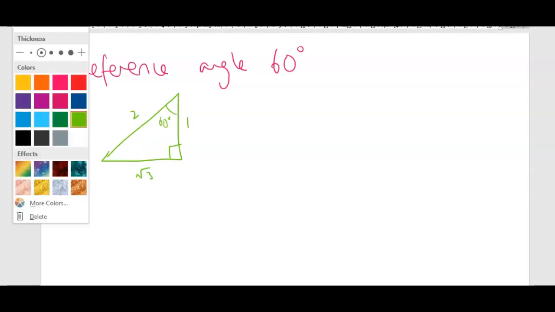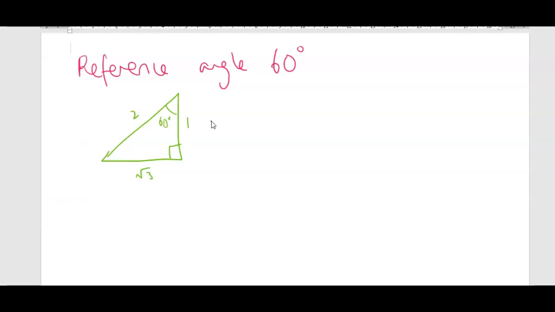And I don't like the orange, so I'm going to use a different color. There we go. We'll do purple. Okay, so remember SOHCAHTOA. So this is how you would use your reference angle, okay? And you could use this for reference angle of 30. You can use this also for 45, like we've just done. So if you remember this triangle, you can get your exact values for 60 degrees, and you can get your exact values for 30 and 45.